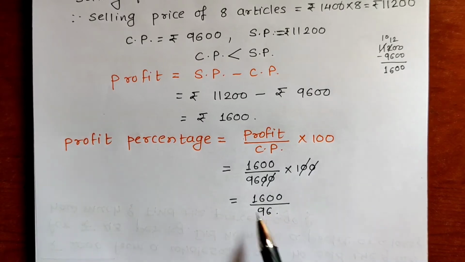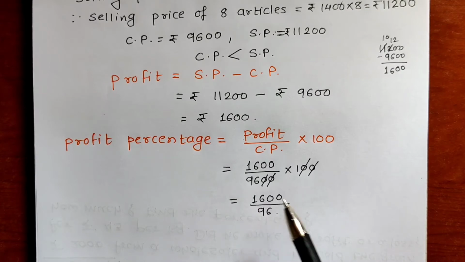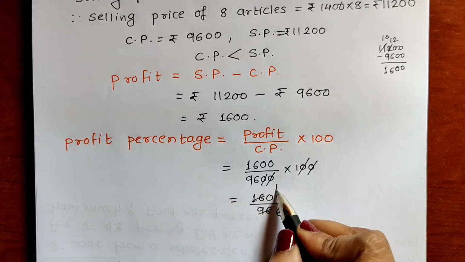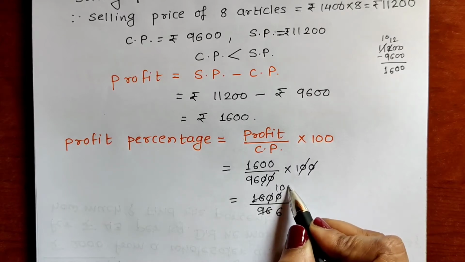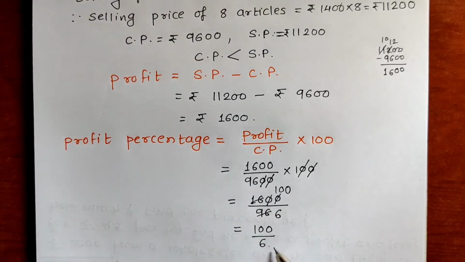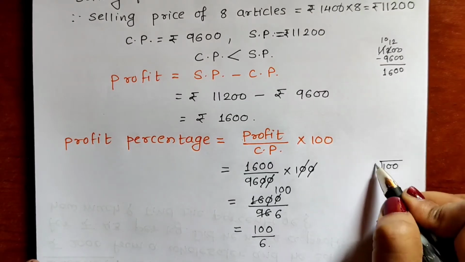So as we all can see, 1600 is there in the numerator. This is divisible by 16. Let us see whether 96 is in the table of 16. Yes, 16 6s are 96, correct? And 16 ones are 16, 16 zeros are 0, 16 zeros are 0. So what we get? We get 100 divided by 6. Let us do this 100 divided by 6.